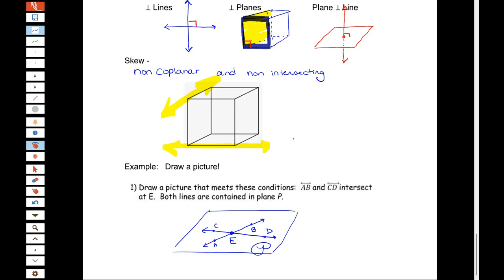So that is the end of this lesson on points, lines, and planes. I will see you for our next lesson on distance and midpoint.